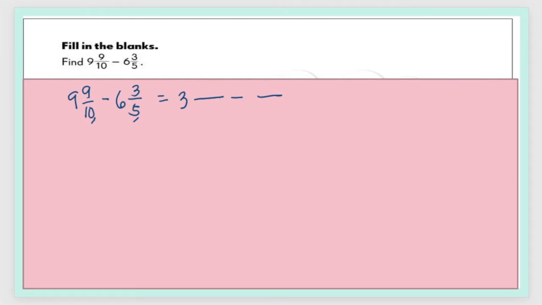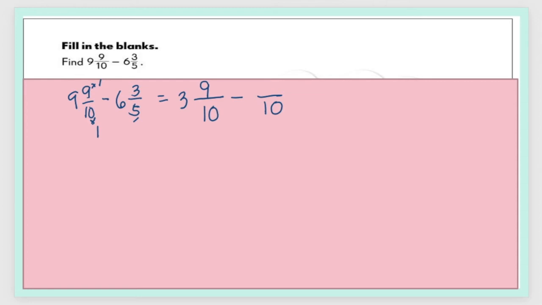What is the common multiple of our denominators? 10 and 5 have a common multiple of 10. Now let's start renaming. 10 times something is equal to 10. So meaning we have to multiply this by 1. If we multiply the denominator by 1, we have to do the same thing for the numerator. So let's multiply this also by 1. So 9 times 1 is equal to 9.